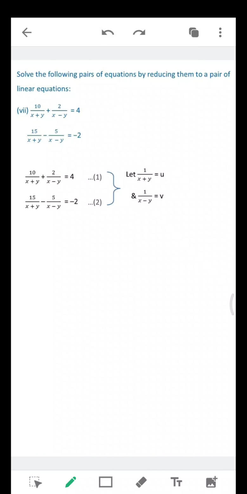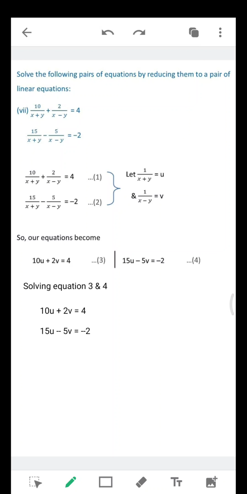Then if I substitute this u and v in the equations back, our first equation becomes 10u plus 2v is equal to 4, and our second equation becomes 15u minus 5v is equal to minus 2. So we'll number these equations as equation number 3 and equation number 4.